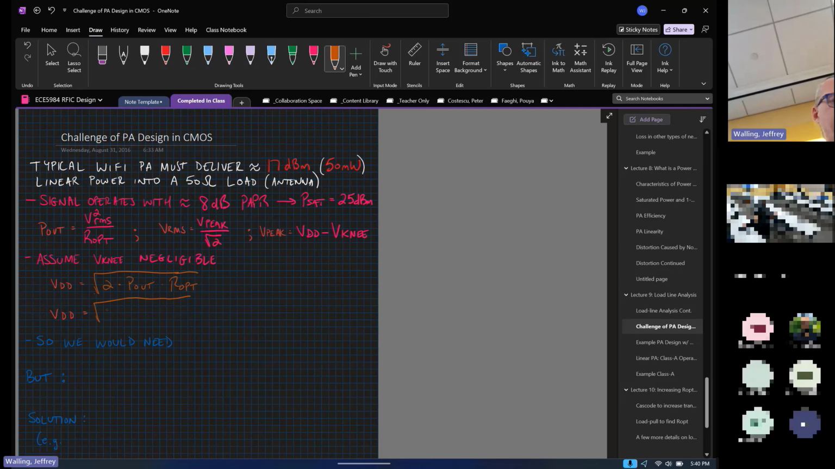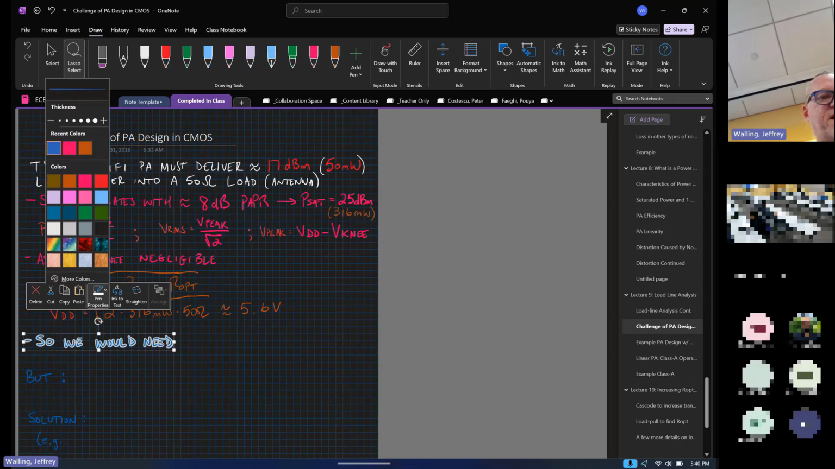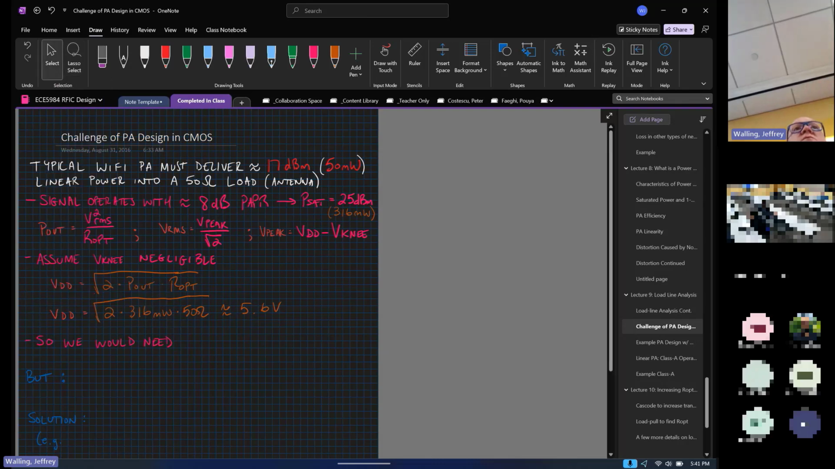All right, so this would imply that the supply voltage would need to be, I didn't say this, but 25 dBm is about 316 milliwatts. 2 times 316 milliwatts times 50 ohms is approximately 5.6 volts. All right, now, what we're ultimately saying here is that the voltage supply that we would need if we were just using a 50 ohm termination resistor in order to achieve the desired output power would be 5.6 volts.